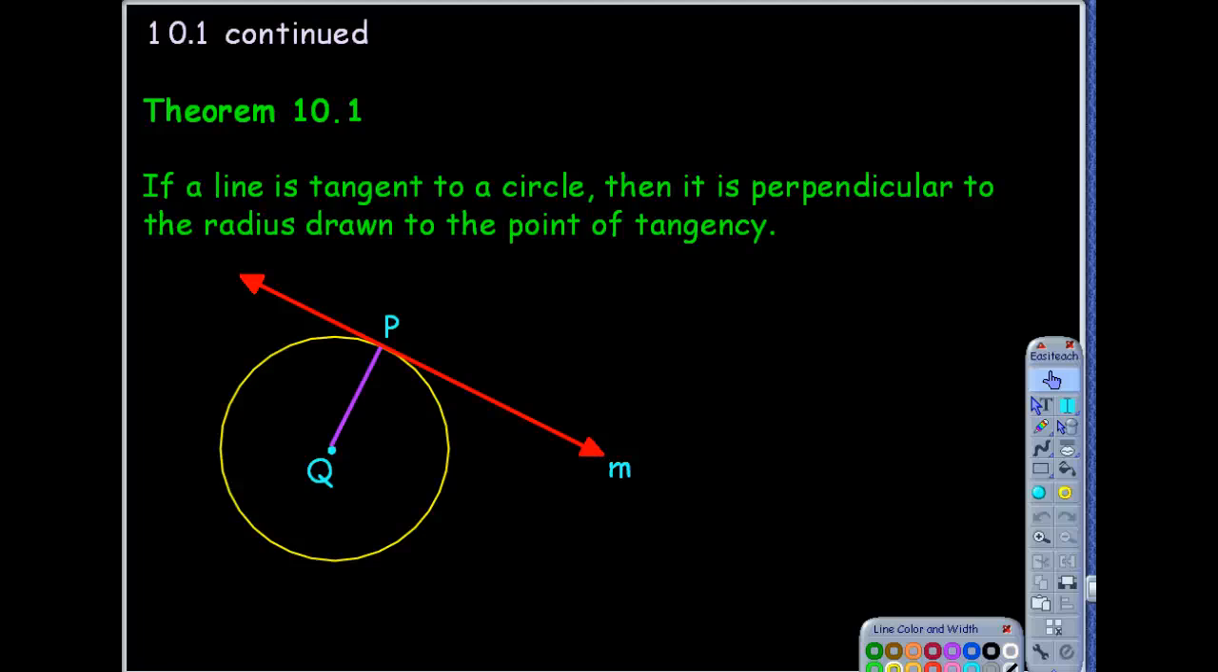So this is day 2 of 10.1. Yesterday we just introduced a bunch of vocabulary, just getting comfortable with some new words that we're going to use a lot this chapter, all about circles. Okay, so we're switching gears a little bit. Today we're going to take some of that vocabulary and apply it to some new theorems, okay?